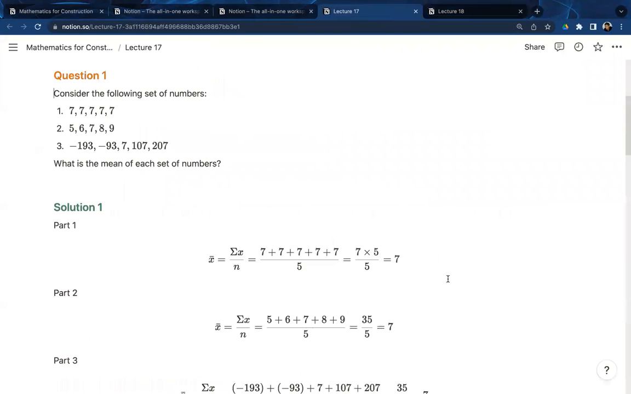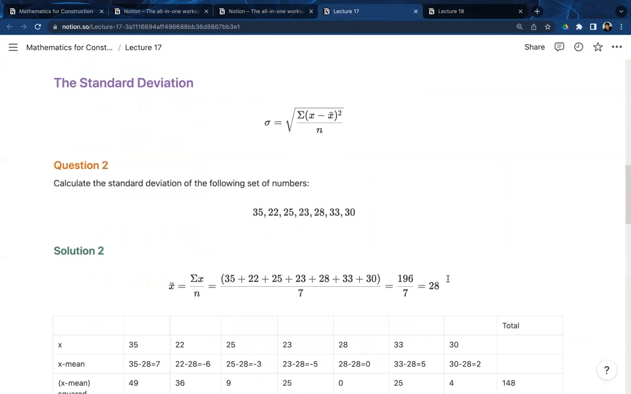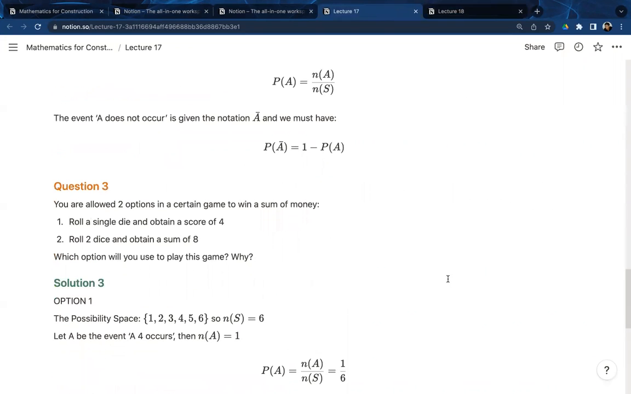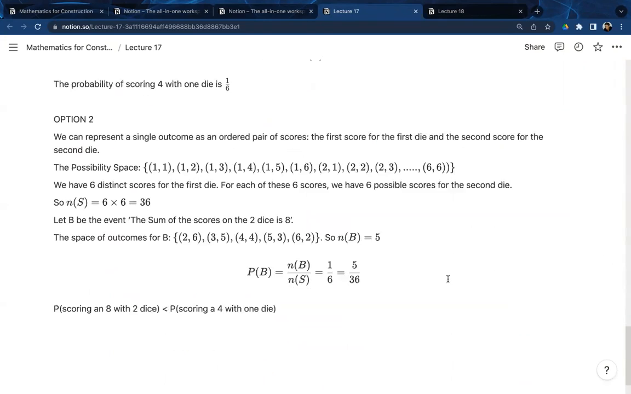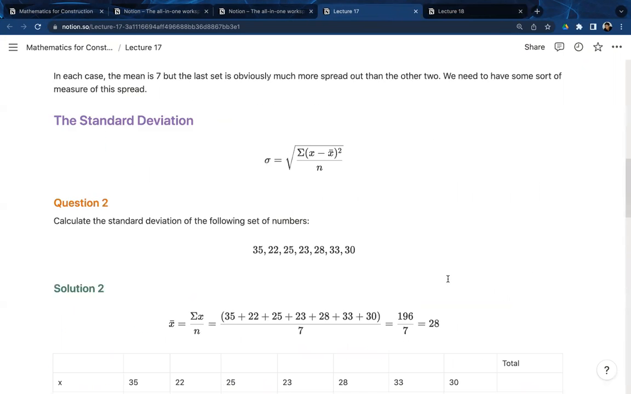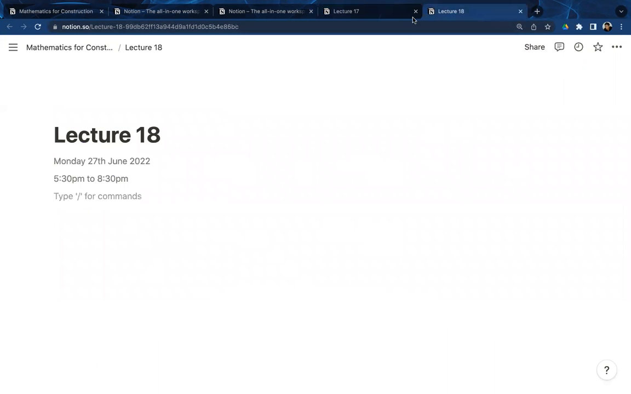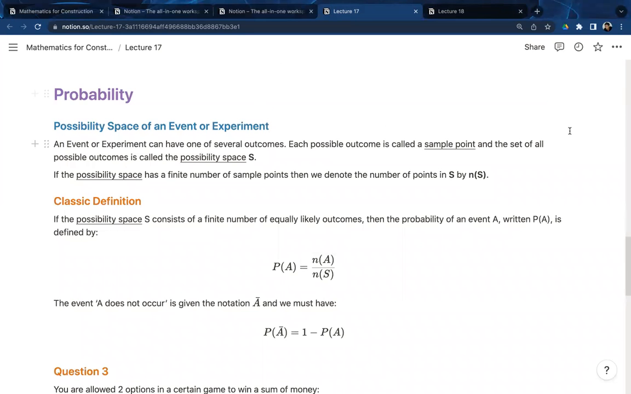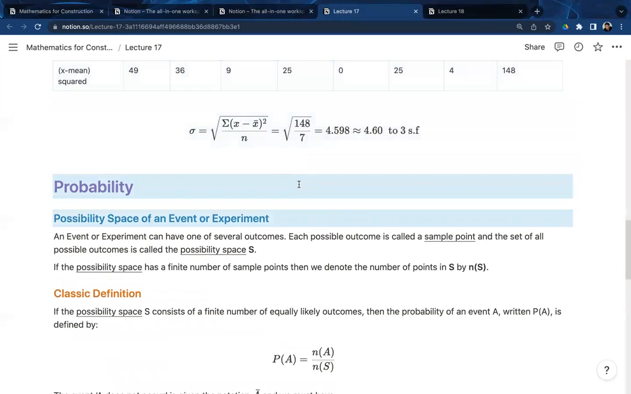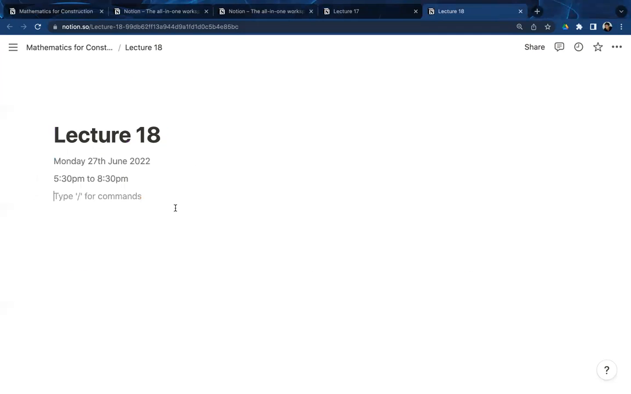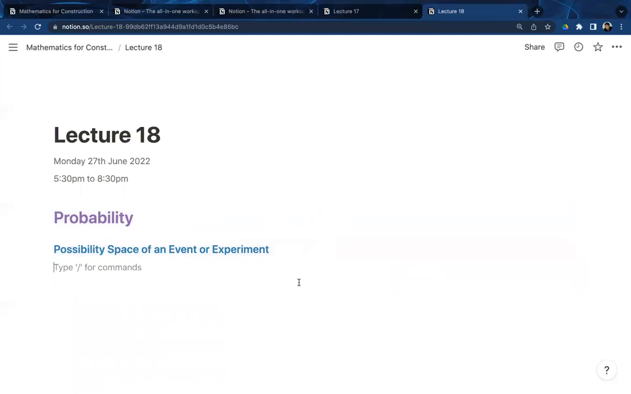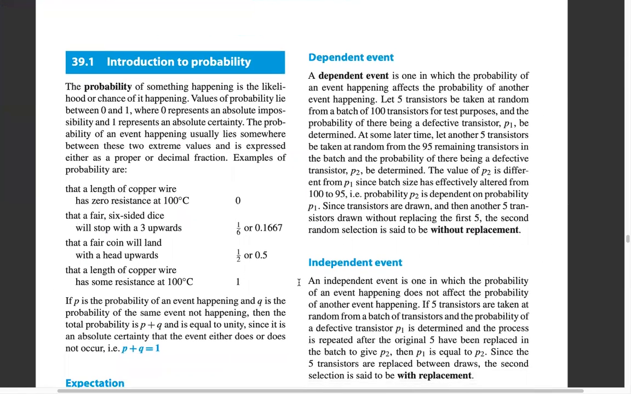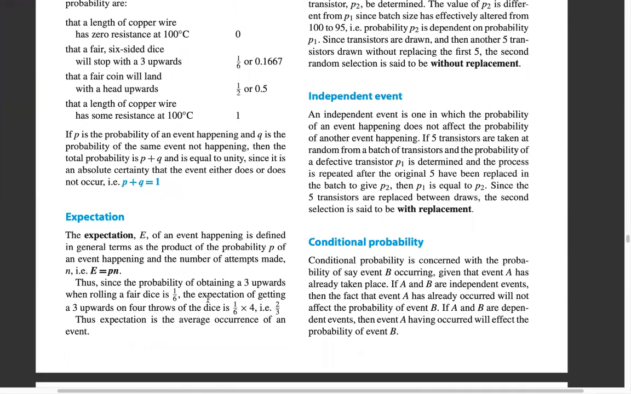Last week, we did some statistics, standard deviation, how to calculate it. We started with probability. We had some definitions. We worked some examples. And we're continuing with the examples in the book to help us understand this idea behind probability. So what we want to talk about is dependent events.